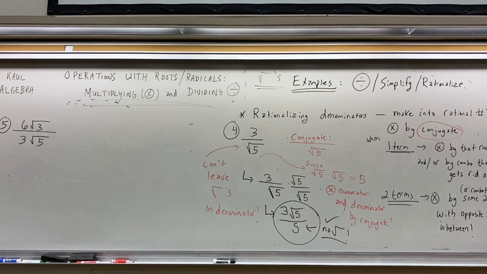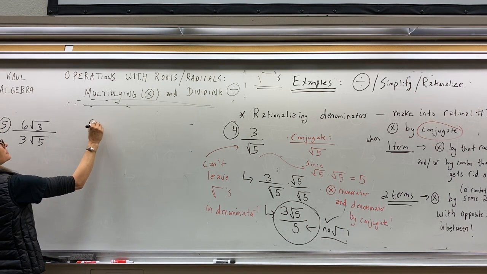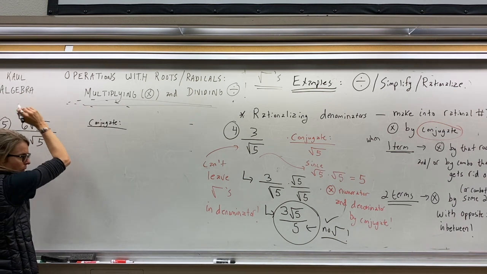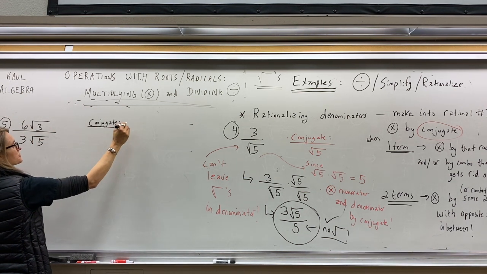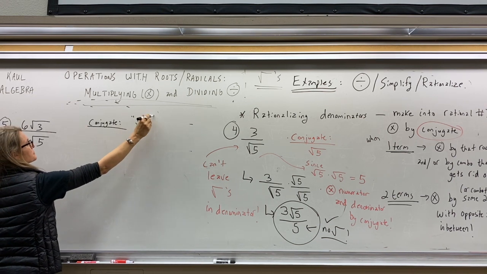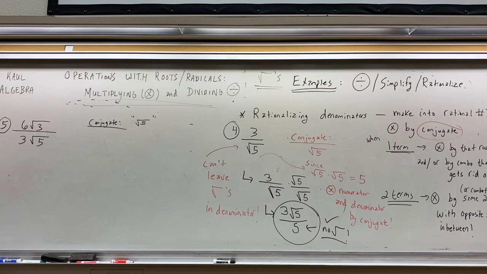This now instead. To rationalize this, I multiply by my conjugate, which is just the square root of 5. So if I have a coefficient in front, the conjugate is going to be just the square root part. I don't need to multiply by a 3 out in front because all I'm interested in is to get rid of this square root of 5. Eliminate.